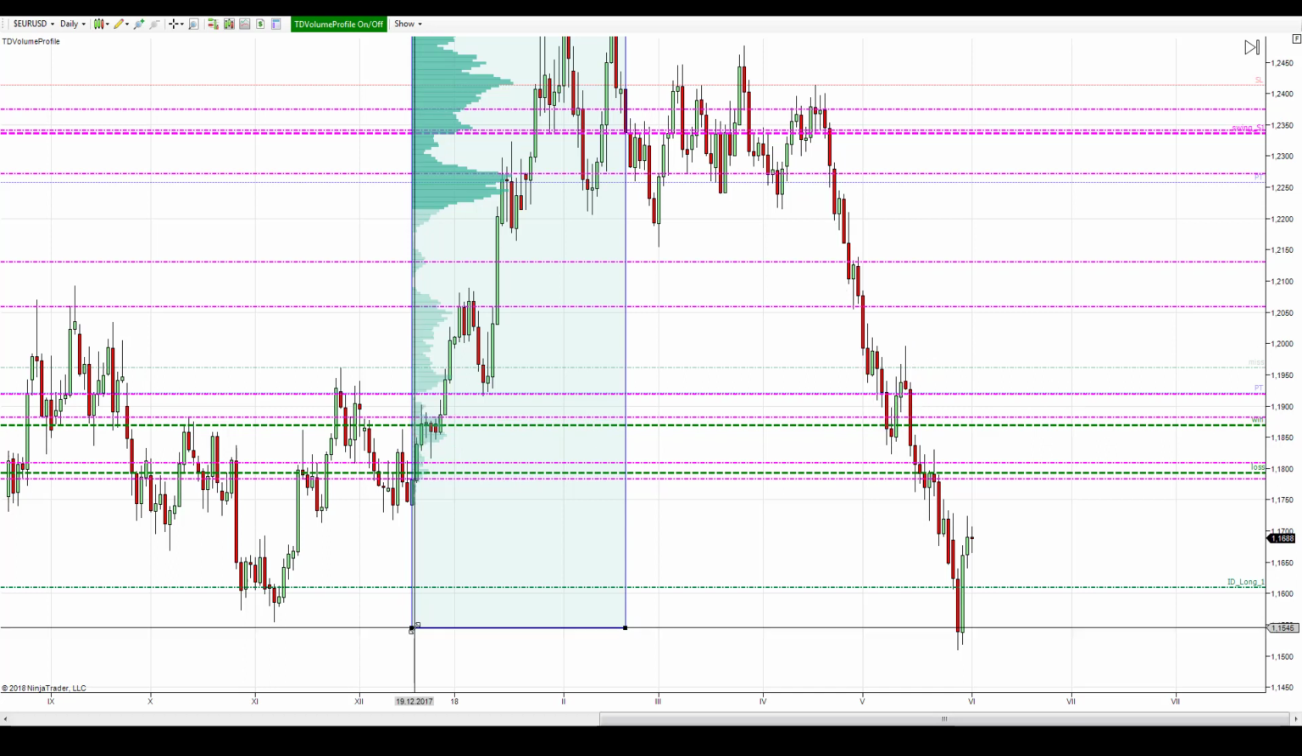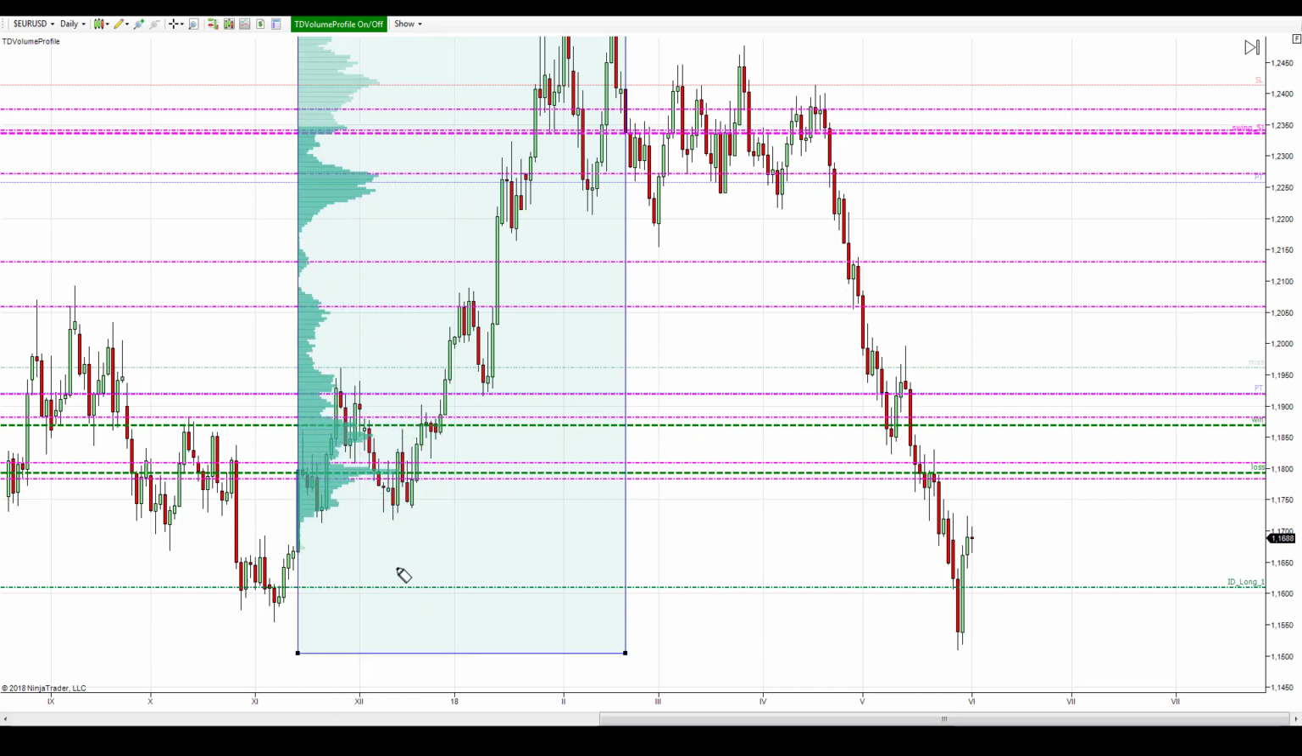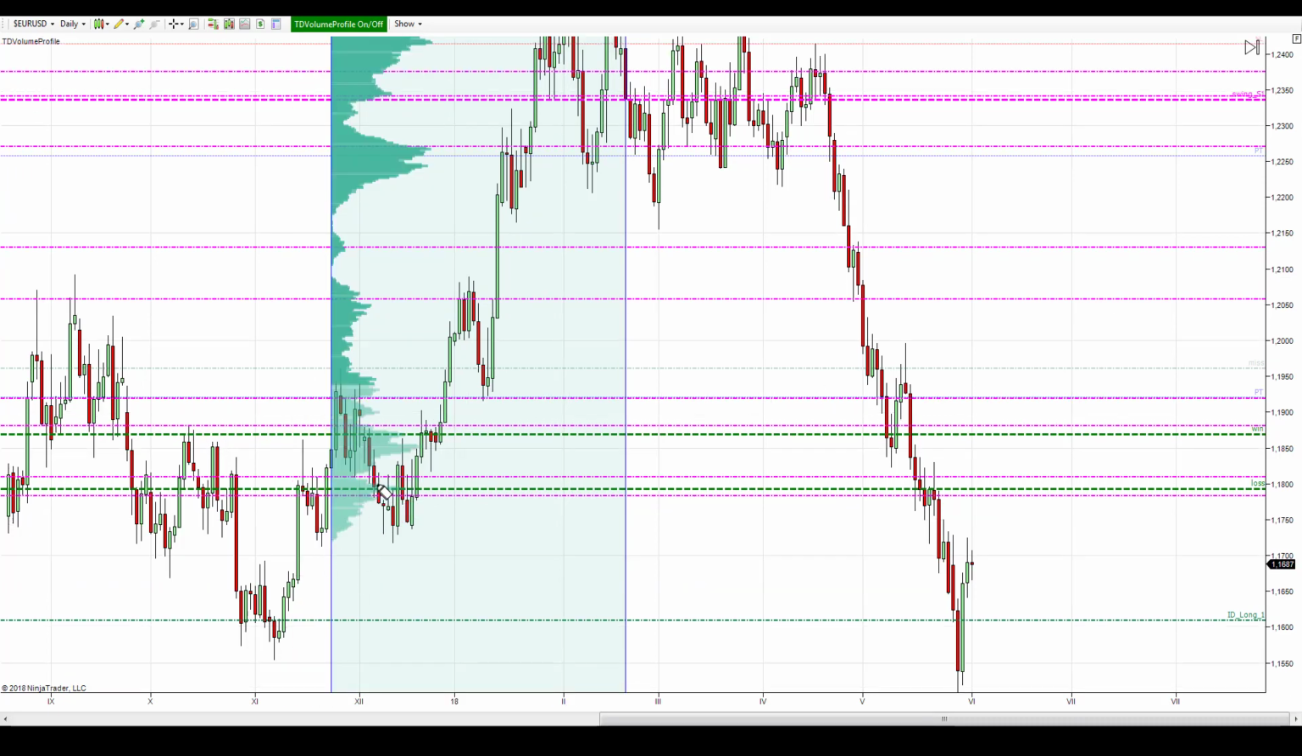I also had a second long on the euro. This long level was based on those volumes accumulated mostly in this area. Let me move the profile a bit back. I hope you can see it. The heaviest volumes in this area were right there.